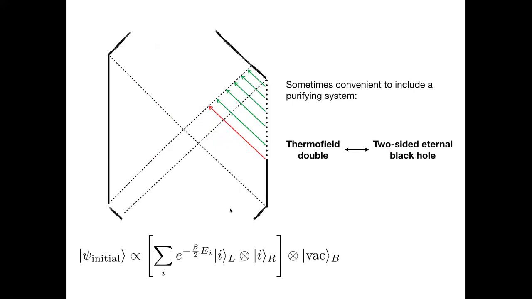That means that instead of starting in a thermal state, I start in the thermofield double, where the black hole I'm interested in is living in this R system on the right. I have some extra L system, and I put it in this pure entangled state. This is designed such that if I were to trace out the left side and ignore the physics going on there, I'm left with a thermal density matrix on the right.